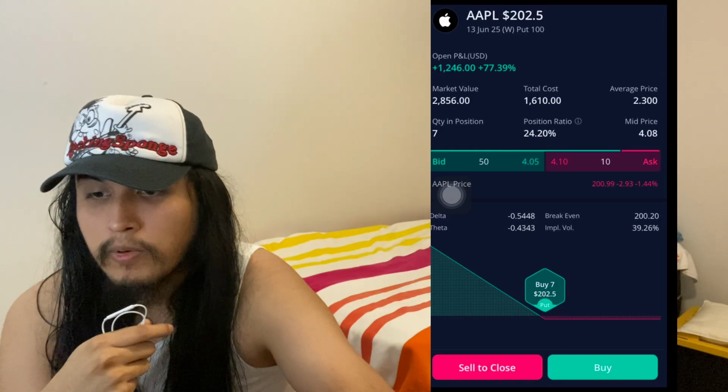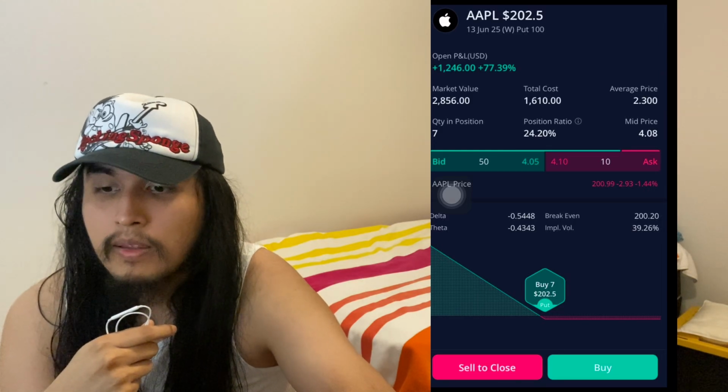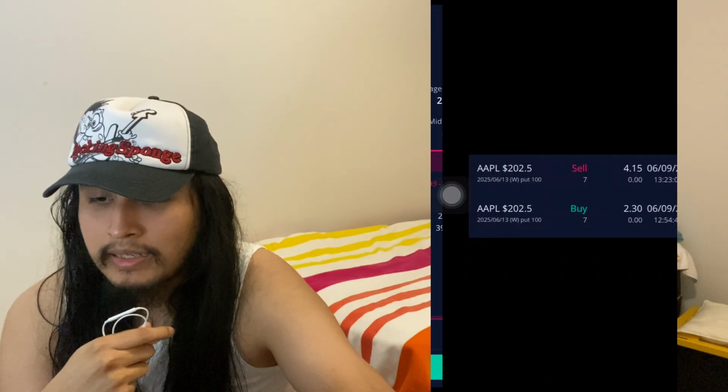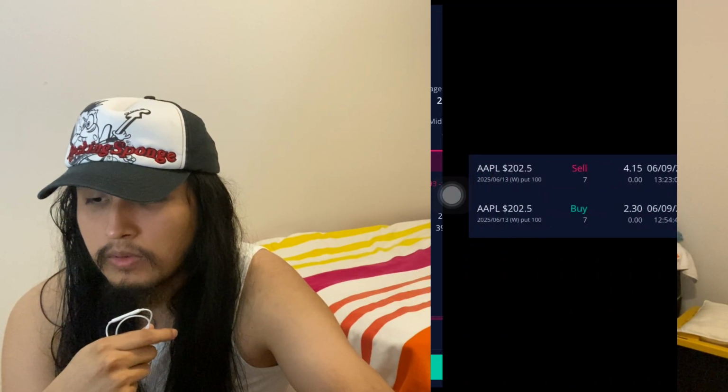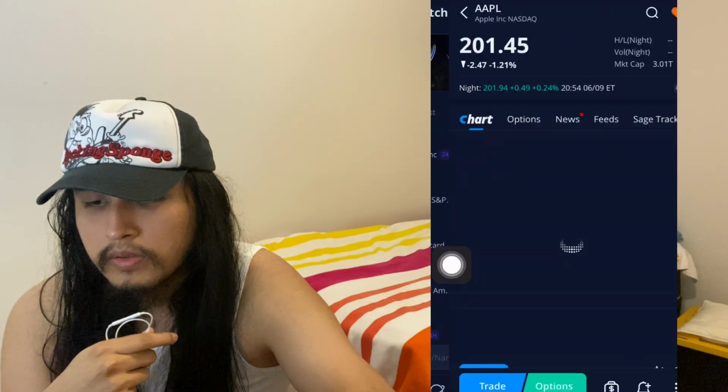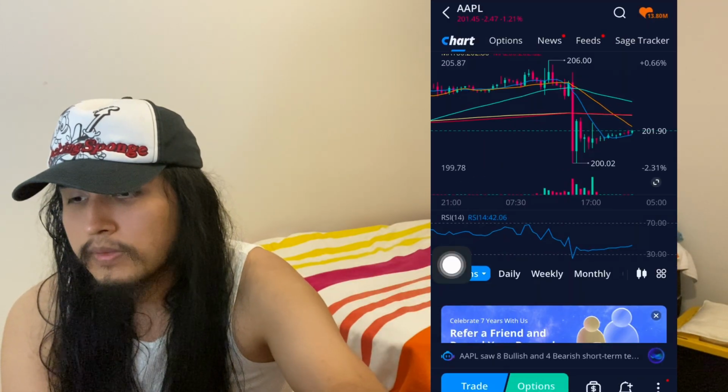So how did I make $1,246 trading Apple put options? So looking at Apple at 12:54 on the 30-minute time chart.